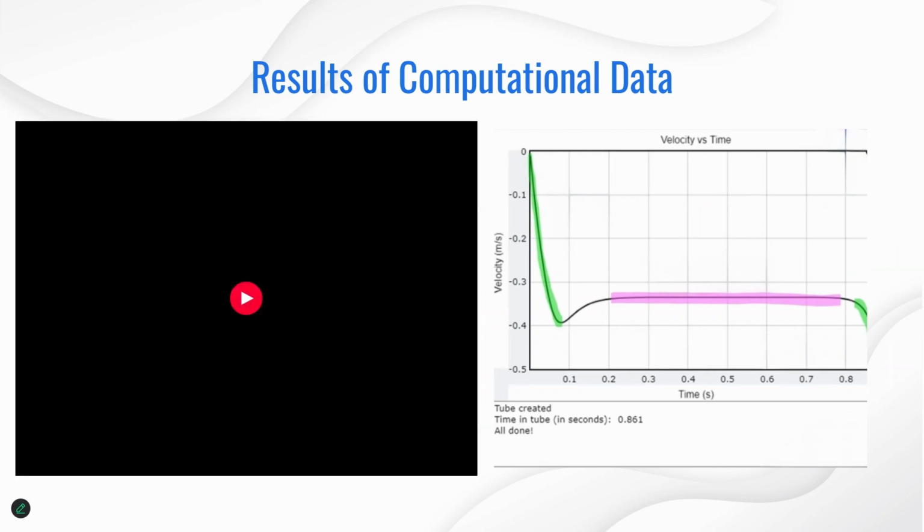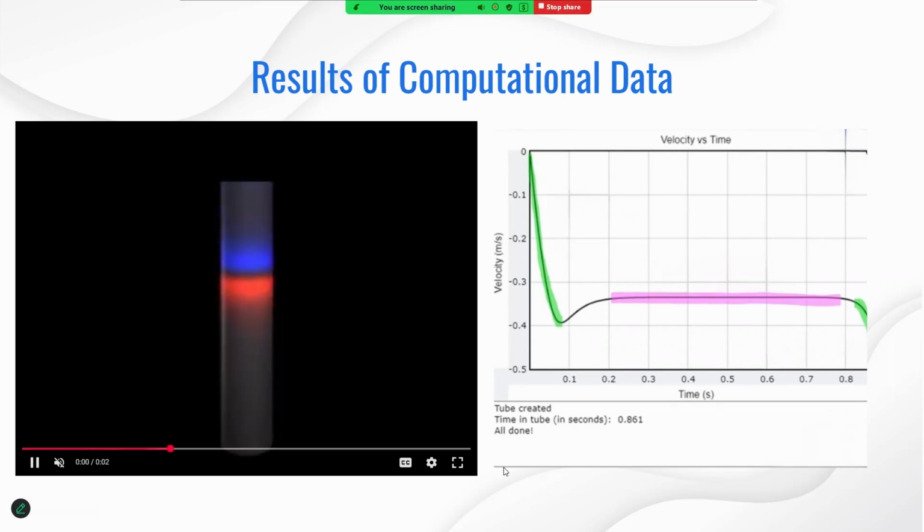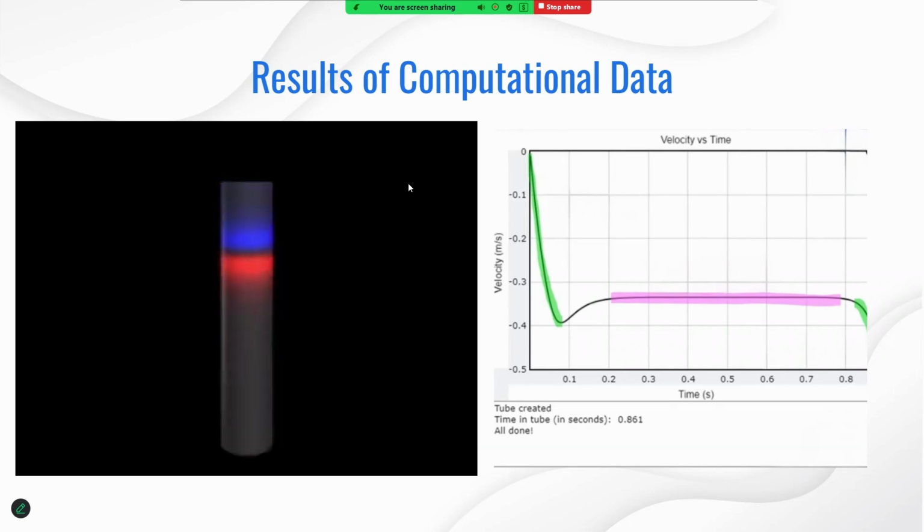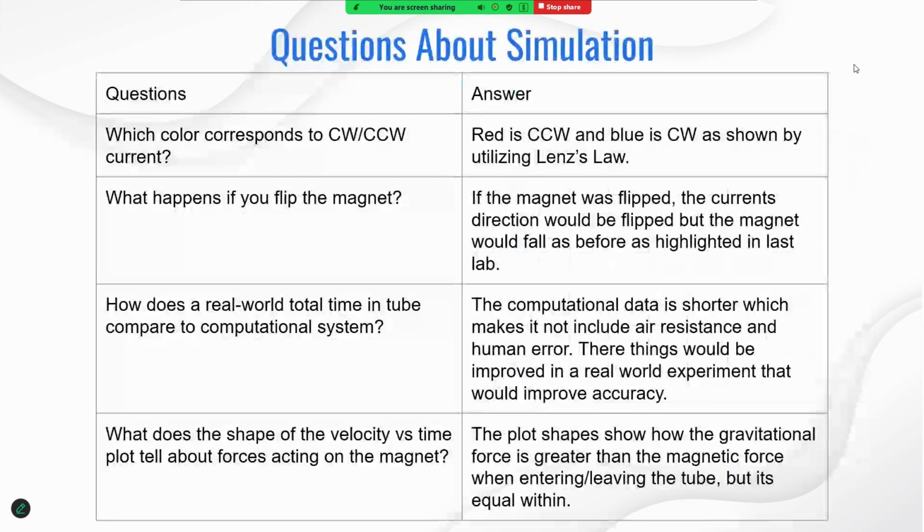And the results were that it takes about 0.36 seconds for it to fully go through the tube. And as you can see in the graph, when F grav is greater than F mag, it drops, and the green is what represents this, and it shows it entering the tube and exiting the tube, but in the middle of the tube, F grav is equal to F mag, and this is shown through this video. Note that the blue light is above and the red one is down, and that was my computational model.